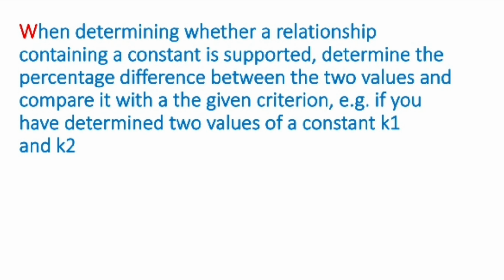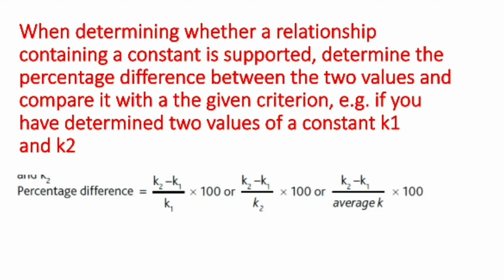When determining whether a relationship containing a constant is supported, determine the percentage difference between the two values and compare it with the given criteria. Example, if you have determined two values of the constant K1 and K2, then you can use this formula to calculate the difference between them.